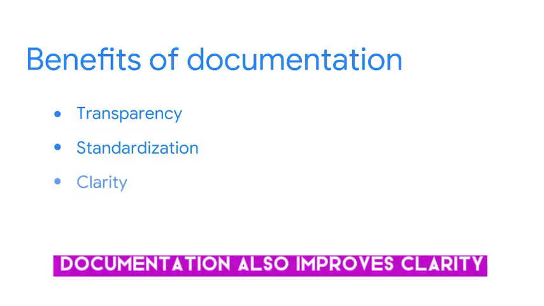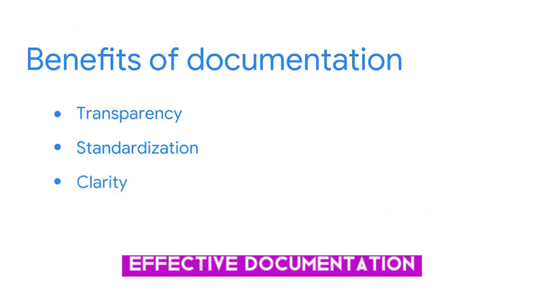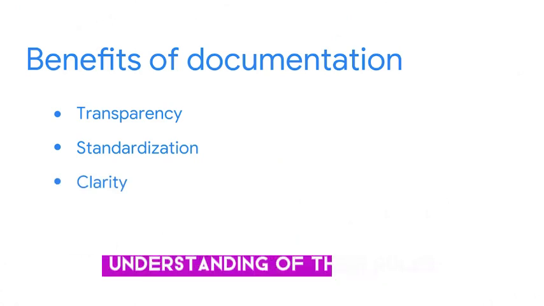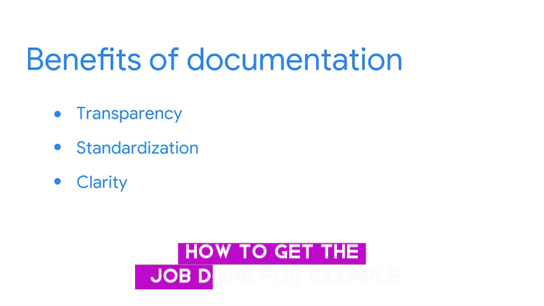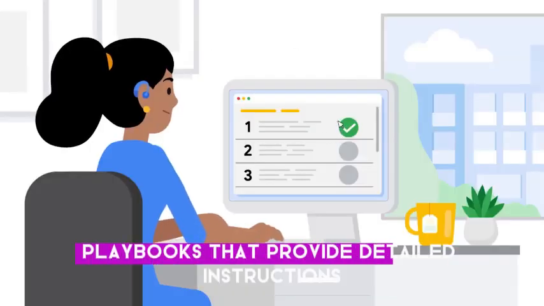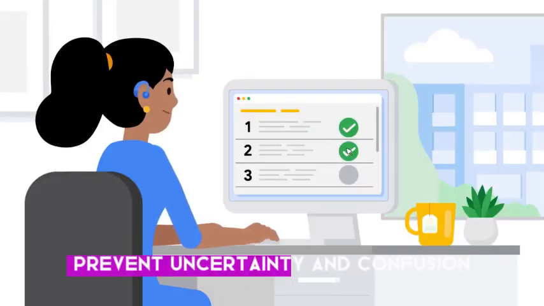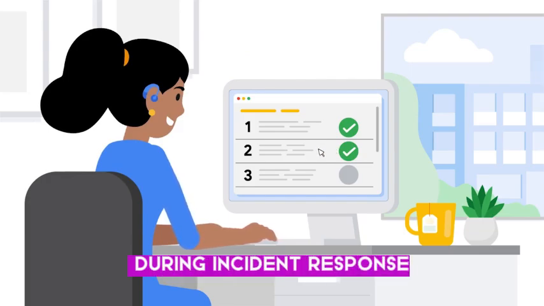Documentation also improves clarity. Effective documentation not only gives team members a clear understanding of their roles and duties, but it also provides information on how to get the job done. For example, playbooks that provide detailed instructions prevent uncertainty and confusion during incident response.